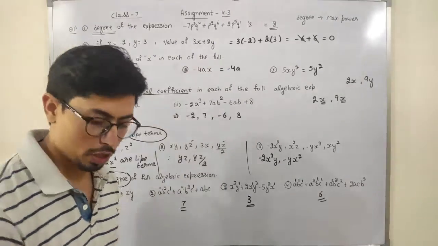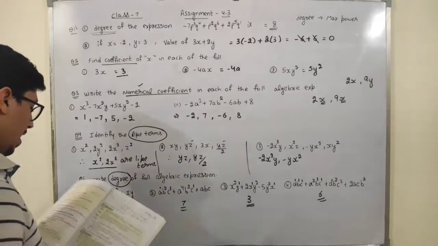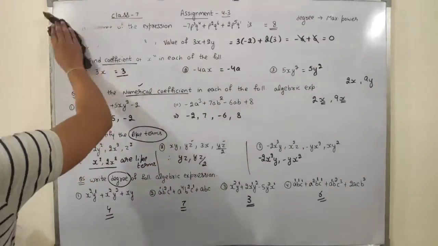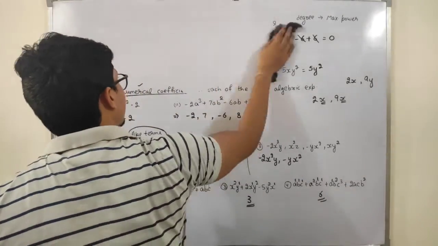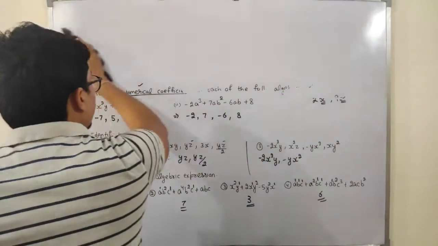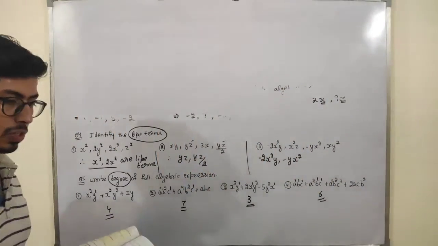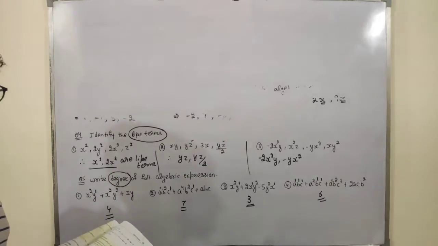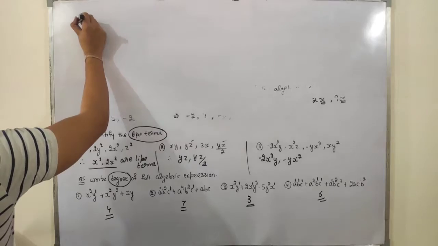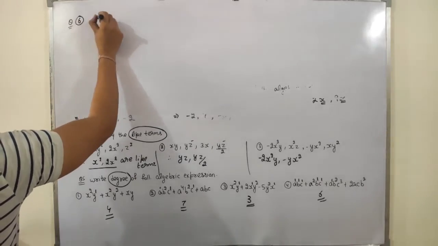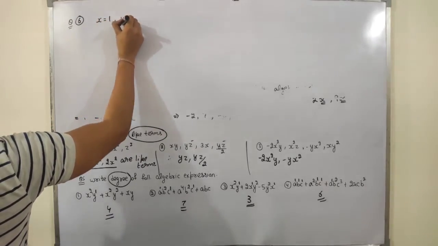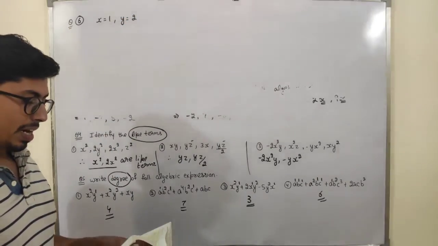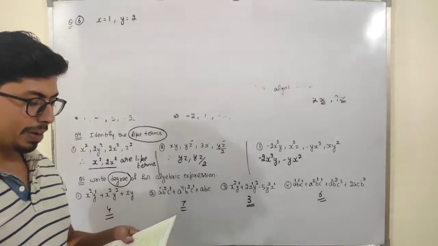Now just moving forward to the question number 6. In question number 6, x is equal to 1 is given and y is 2 is given. In question number 6, x is equal to 1 and y is equal to 2 is given to us. Okay. And I have to find out the value of some algebraic expressions.